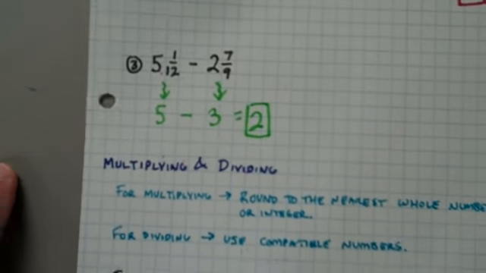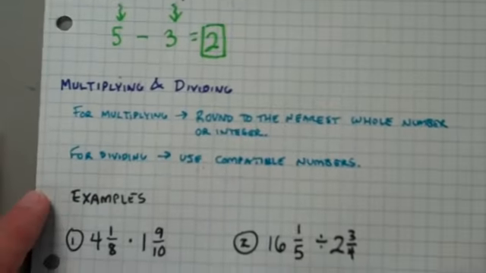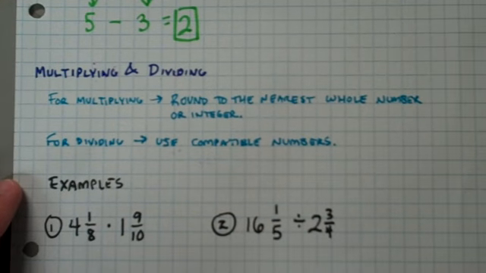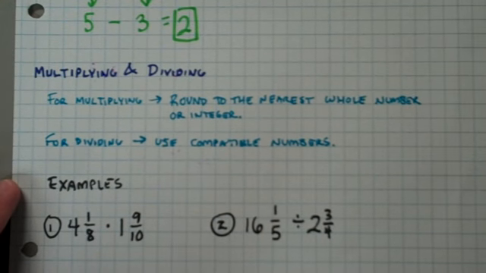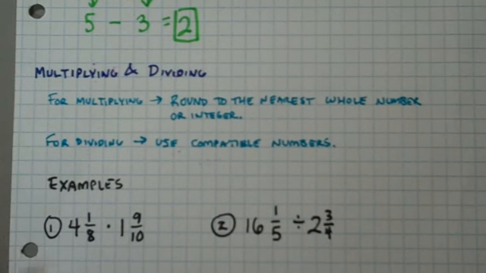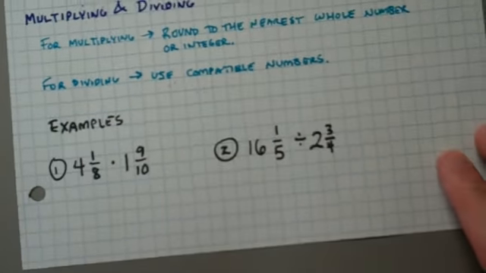Now for multiplying and dividing, it's just slightly different. For multiplying, we're going to round to the nearest whole number, or integer. And for dividing, we just use compatible numbers. Remember, those are replacement numbers that make it easy to divide, with no remainders. So let's do 2 examples.